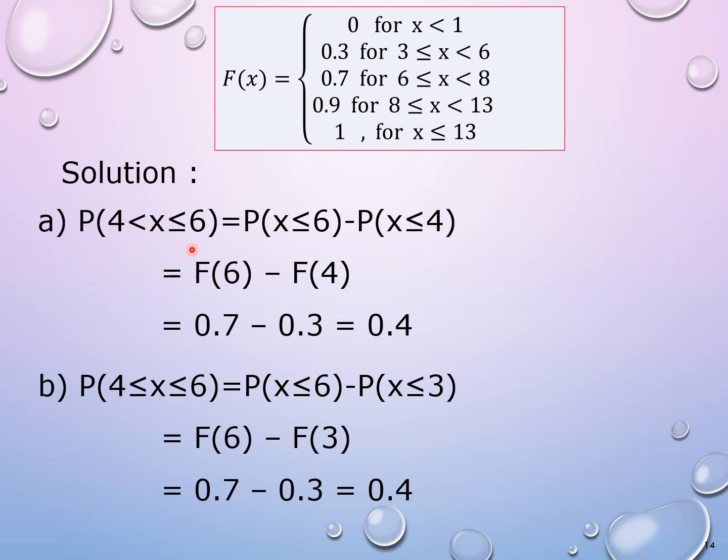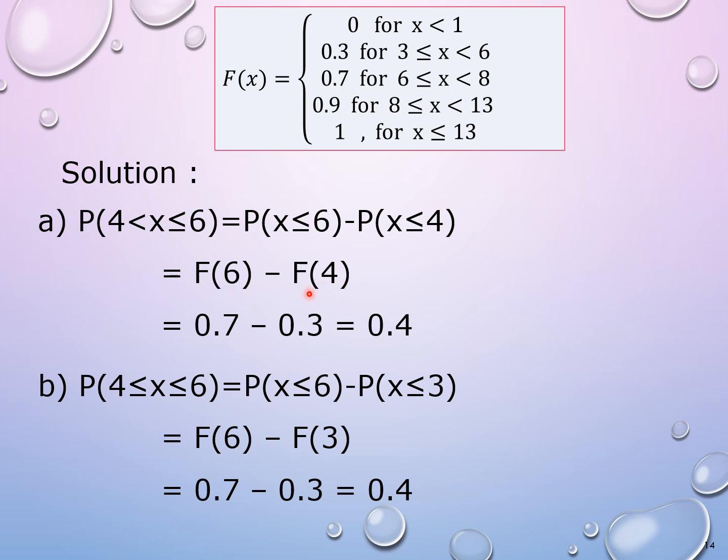So remember the 9 rules we have learned previously. We can write it down in this way. Probability x greater than 4, less than or equal to 6, is equal to probability x less than or equal to 6 minus probability x less than or equal to 4. You can see over here this is the less than or equal, so automatically we have F6. And this is also less than or equal, so we have minus F4.